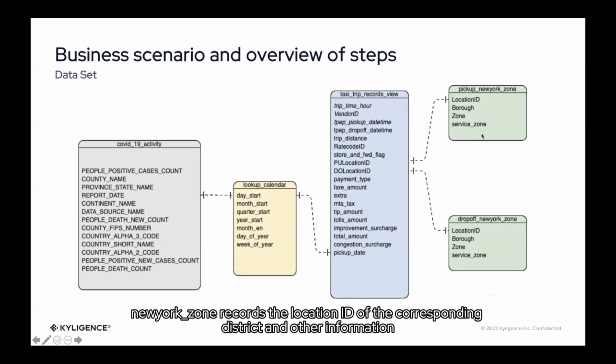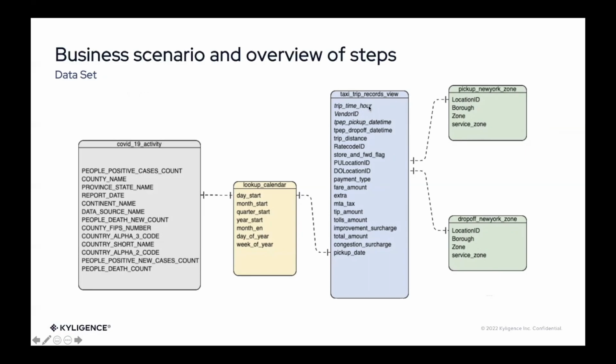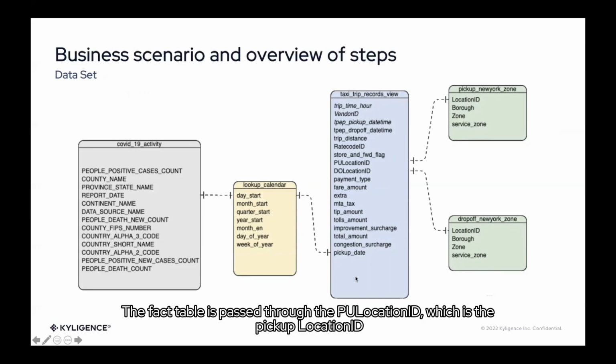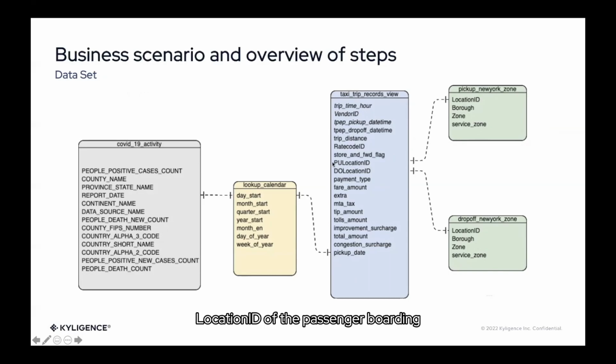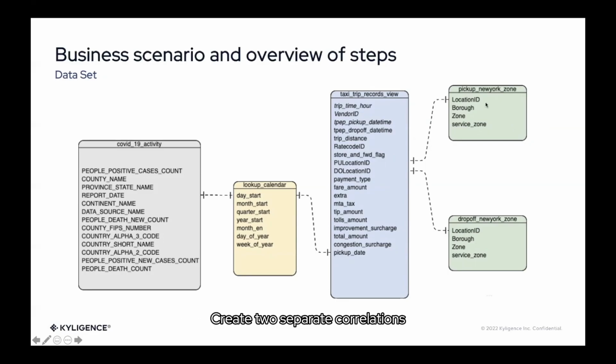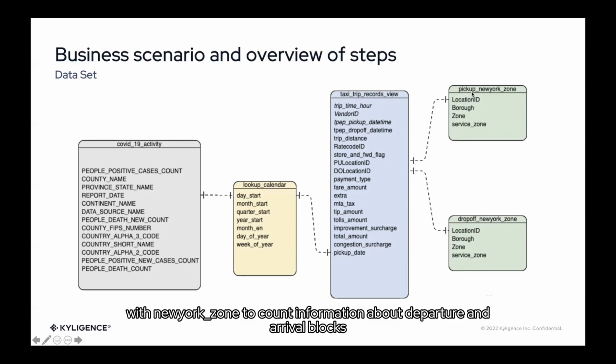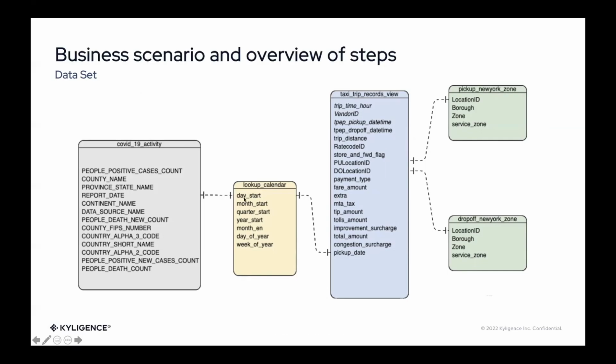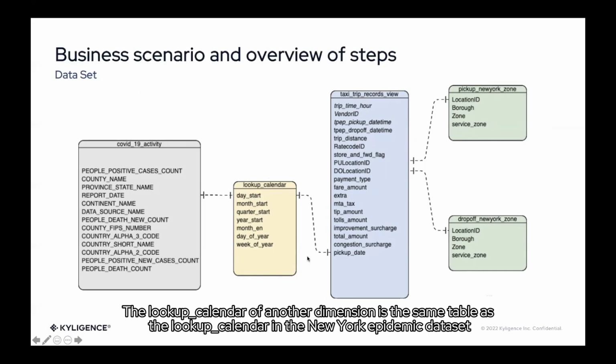Each record in the fact table corresponds to a taxi trip record, recording the departure location and the arrival location, the travel time, the order amount, the travel distance, etc. New York_zone records the location of the corresponding district and other information. The fact table is joined through pickup location, which is the location where the passenger boards, and drop-off location, which is the location where the passenger gets off. Two separate associations are created with New York_zone to count information about departure and arrival blocks.